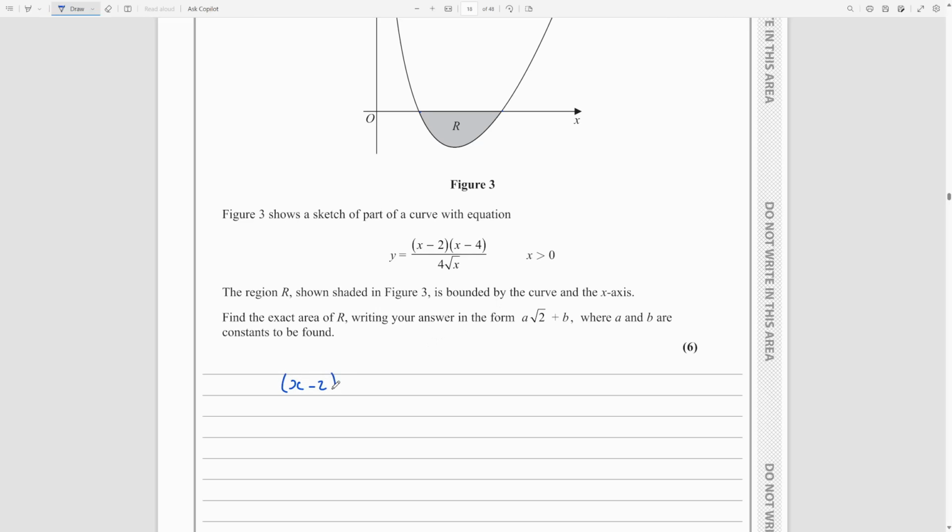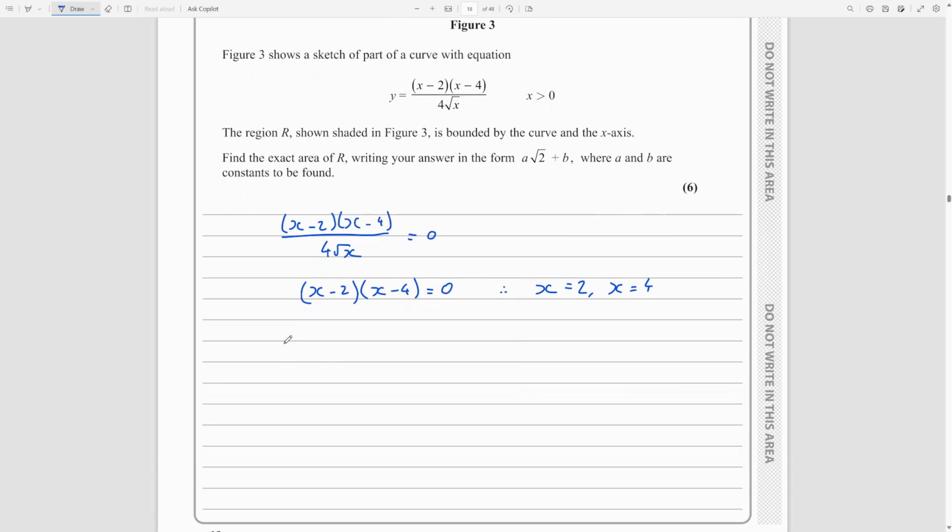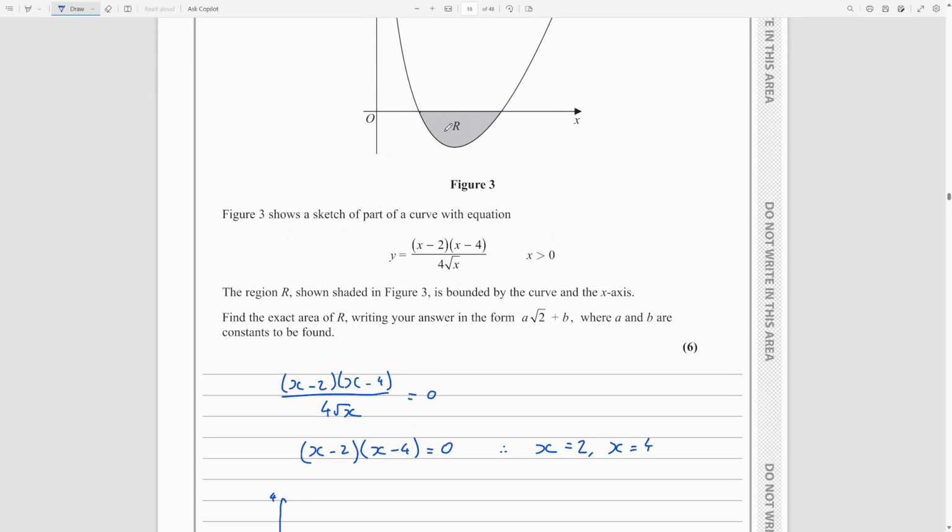When does this equal 0? Well, any fraction only ever equals 0 when the numerator is 0. So that's when (x minus 2)(x minus 4) equals 0. So therefore our limits are x equals 2 and x equals 4. So we're looking for the integral between 2 and 4 of this function. Now, this is an area of a region below the x-axis, so I know that this integral will be negative, and I'll just remember to multiply by minus 1 at the end.